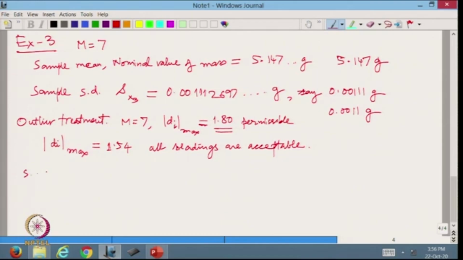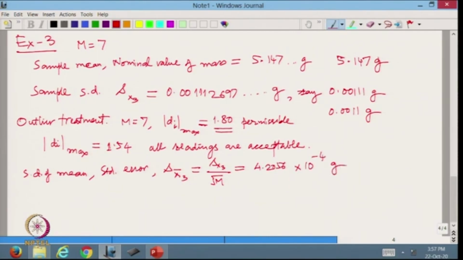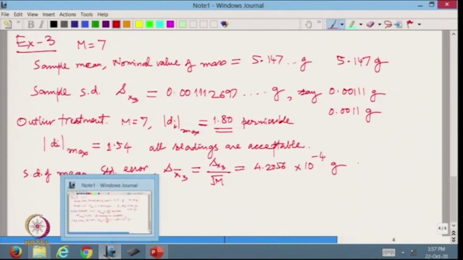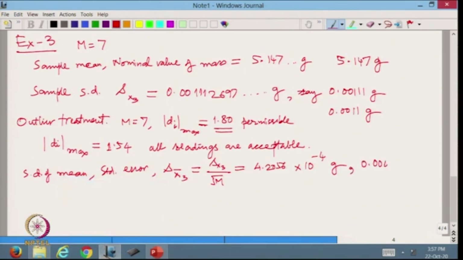We calculate the standard deviation of the mean, which is our standard error or standard uncertainty, S x3 bar, which is S x3 by square root m, which is 4.2056 into 10 to the power minus 4 grams. We could round that off and say this is 0.00042 grams.